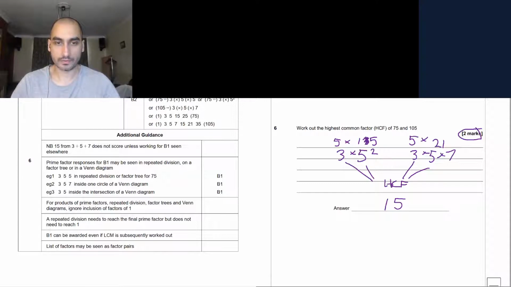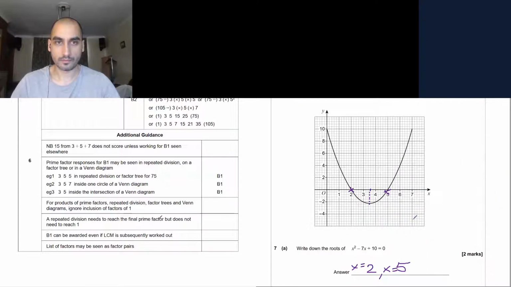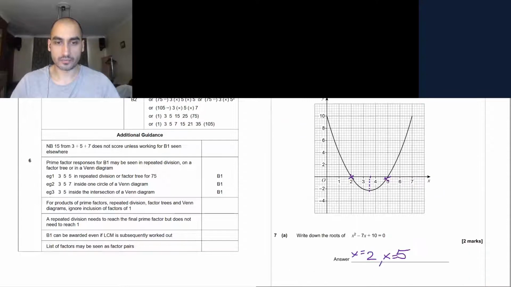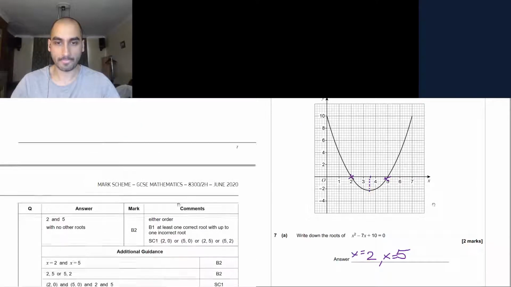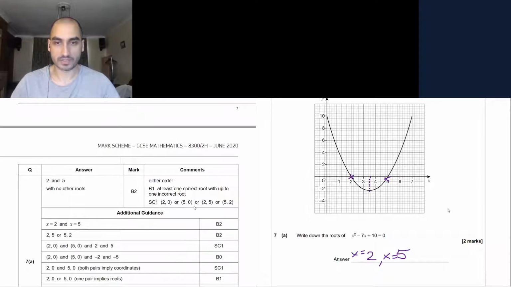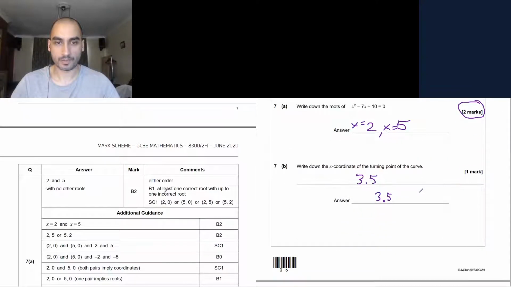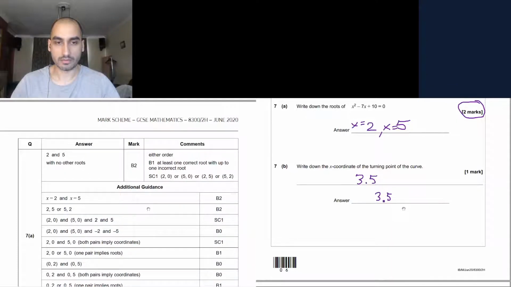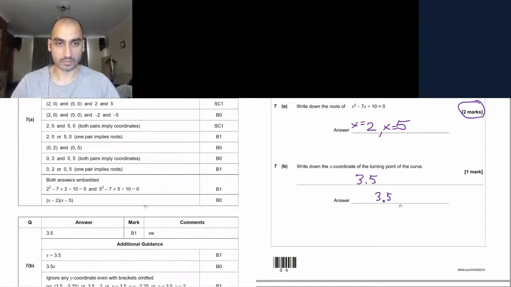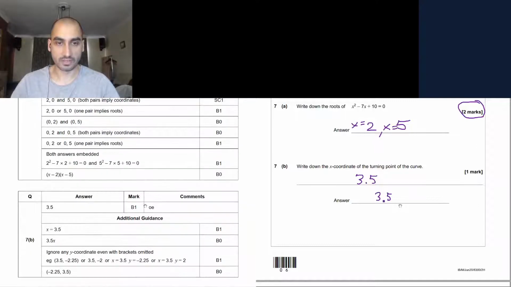Alright. Write down the roots 2 and 5, with no other roots. Yep. 3.5 turning point. Don't really like calling it turning point. I would just say local minima or whatever.